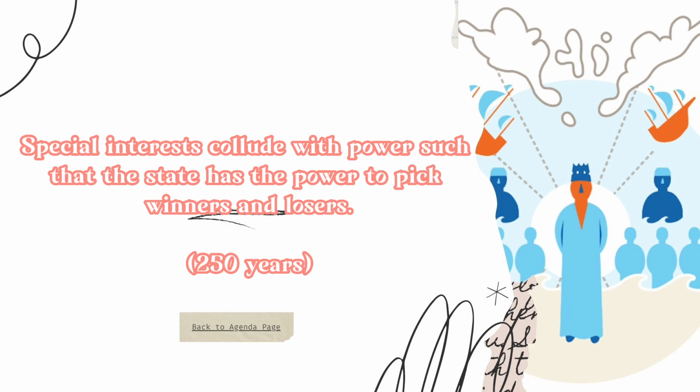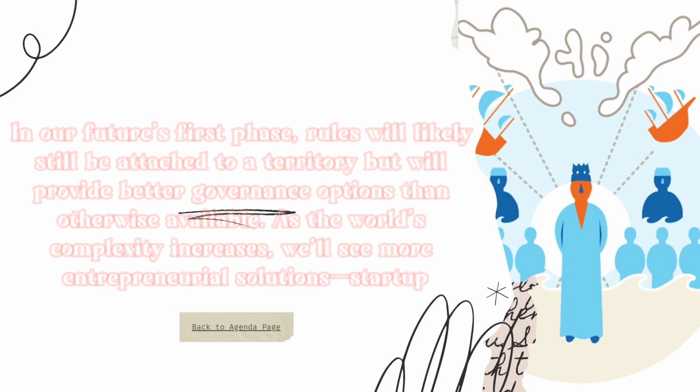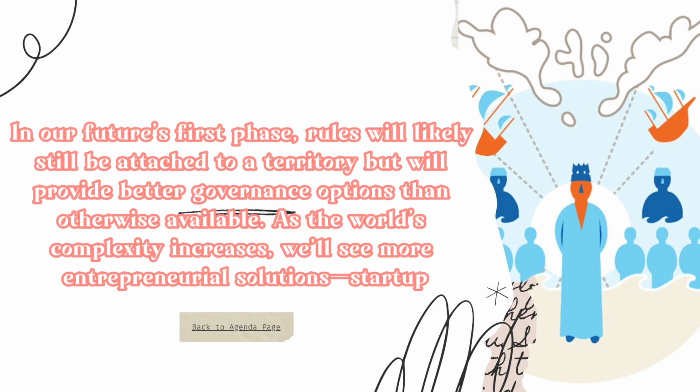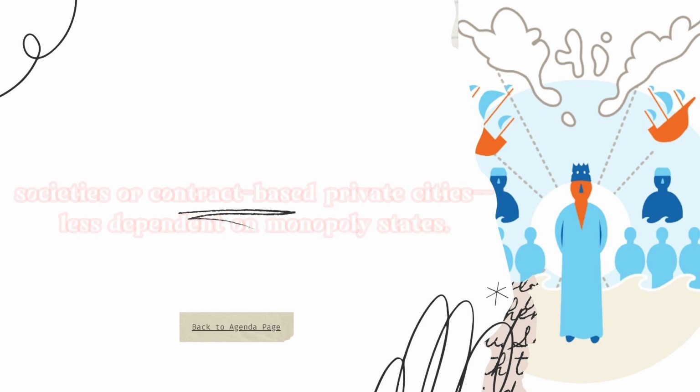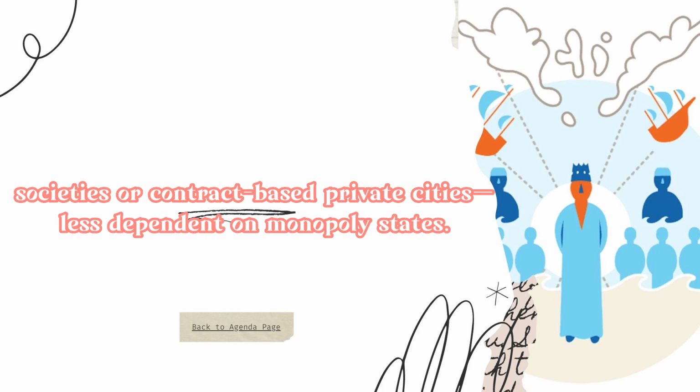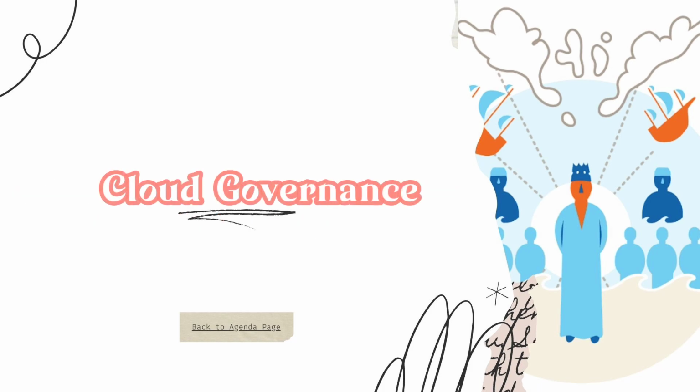Startup nations. In our future's first phase, rules will likely still be attached to a territory but will provide better governance options than otherwise available. As the world's complexity increases, we'll see more entrepreneurial solutions, startup societies or contract-based private cities, less dependent on monopoly states.